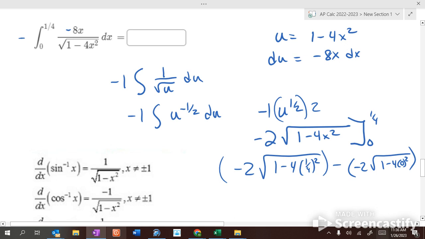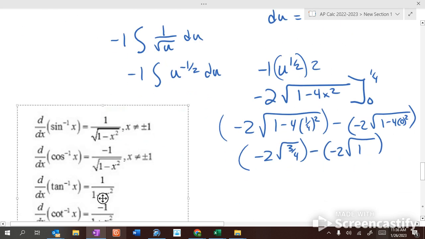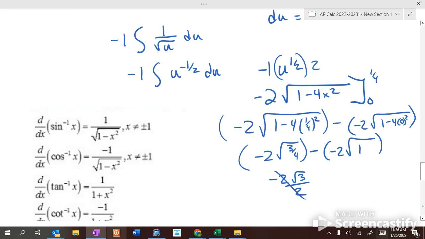What's 1 fourth squared? 1 16th times 4 is 1 fourth. 1 minus 1 fourth is? So it's negative 2 square root of 3 fourths minus a negative 2 times the square root of 1. So it's negative 2 square root of 3 over 2. The 2's cancel. Plus 2. So it's 2 minus the square root of 3. There's some heavy calculus for you.